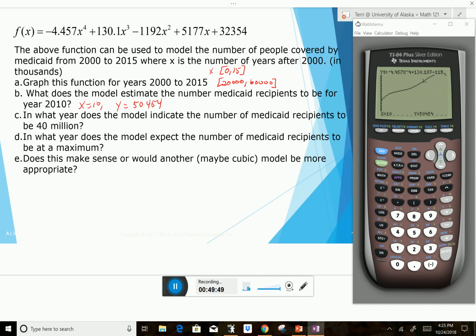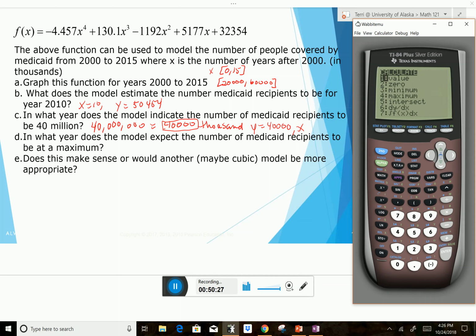In what year does the model indicate the number of Medicaid recipients to be 40 million? Okay, so we know that this is a little bit harder. 40 million is also equal to 40,000, right? Which means what we need to do is figure out when y is 40,000. What is x? So the easiest way to do that is to just do another plot at y equals 40,000. And let's graph it.